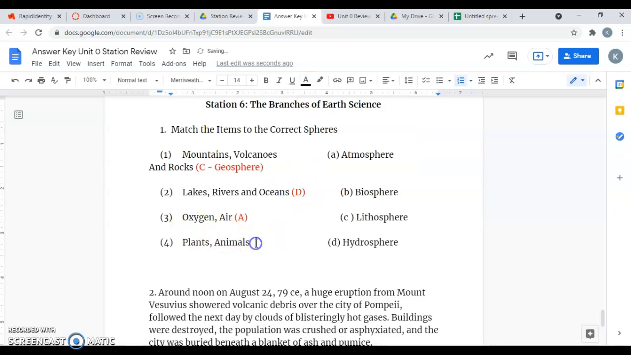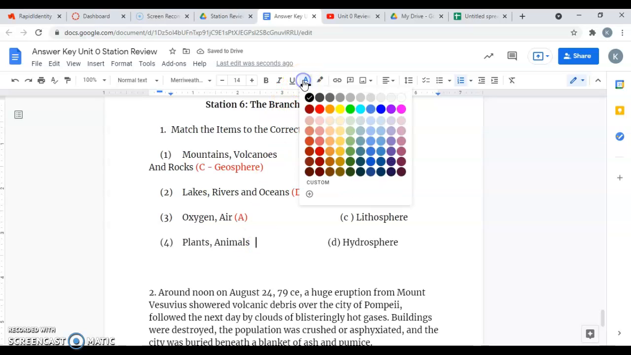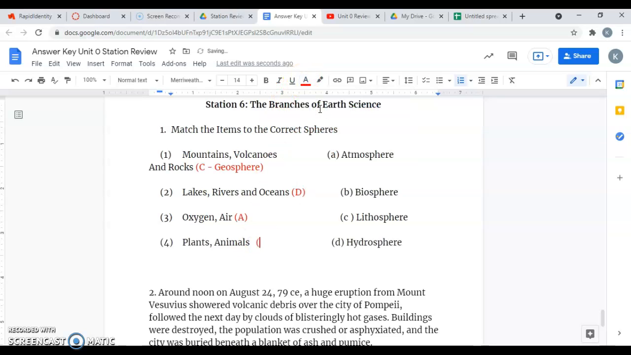And then plants and animals, that's the biosphere. Bio means life. So the biosphere has to do with everything that's plants and animals on the planet. We are going to learn about each of these branches. So your unit 1, we're about to get ready to learn about the lithosphere / the geosphere. Okay. So geosphere, hydrosphere, atmosphere, and then biosphere.